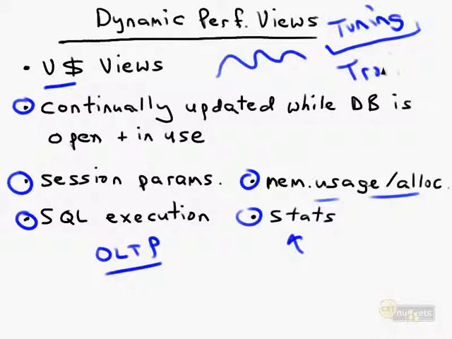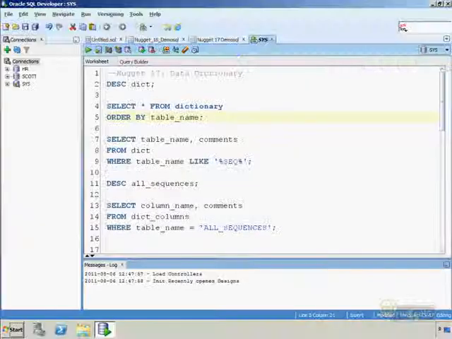The other main reason why we would access DPVs is troubleshooting. When problems do crop up, we want quantitative statistics to back up our troubleshooting strategies and give us grist for the mill. In this demonstration, we'll work with the data dictionary in Oracle 11g.